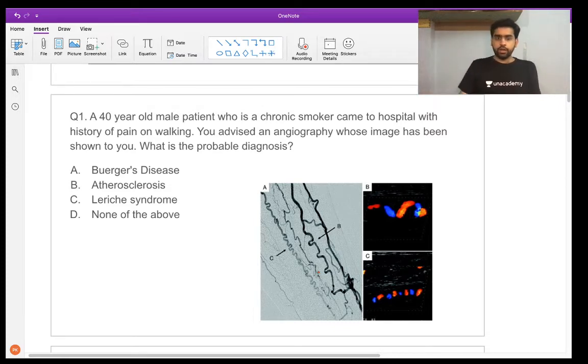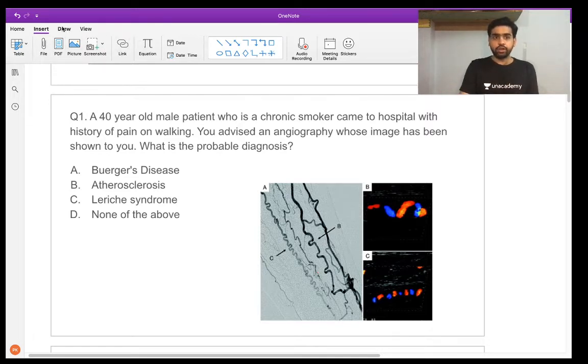So, the first question for today is a 40-year-old male patient who is a chronic smoker came to the hospital with a history of pain on walking. You advise angiography, and this is the image which you see. So, what is the patient suffering from? What is the most probable diagnosis in this particular patient? I don't think we have many viewers today, but whoever is there, can you please try to answer? What is the answer to this particular question?